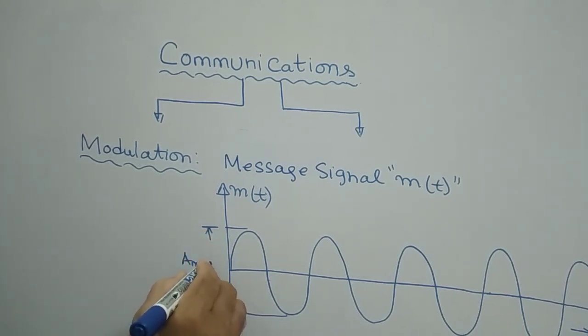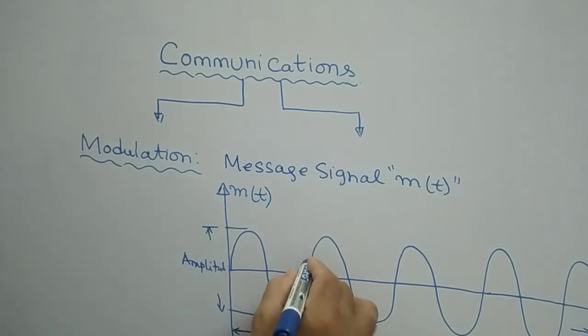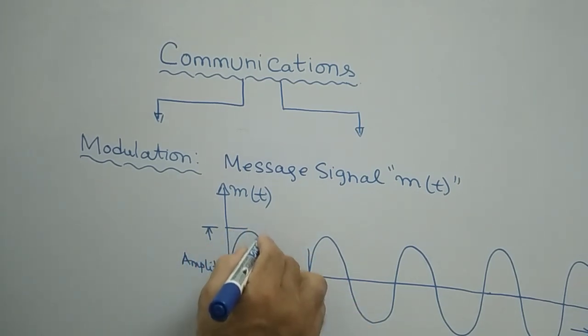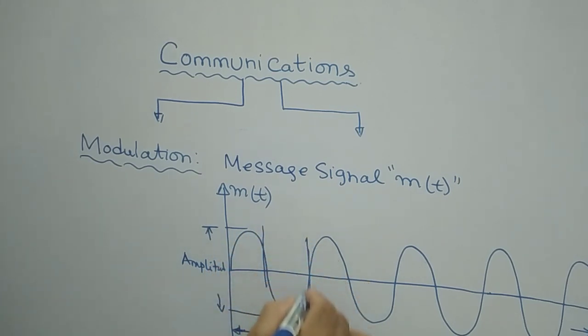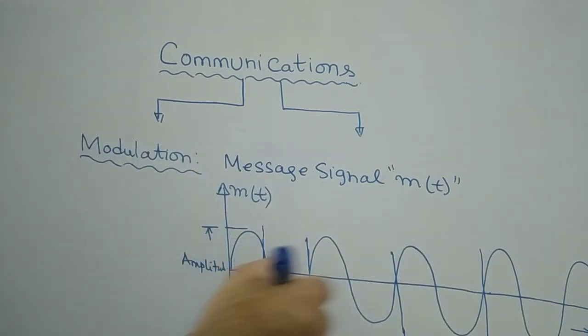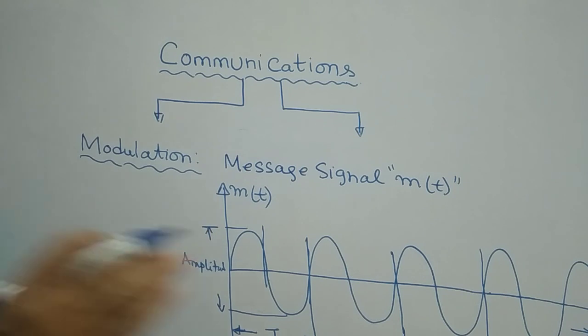So some amplitude will be there, and similarly we know the time period is the time required to complete one full cycle, because this is one positive half cycle and this is one negative half cycle. The time required to complete one full cycle is called the time period, and this time period repeats for every complete cycle. That is why a sinusoidal signal is definitely a periodic signal. This is in general the message signal.